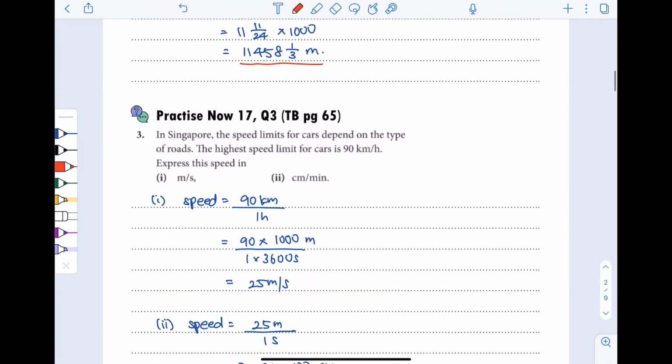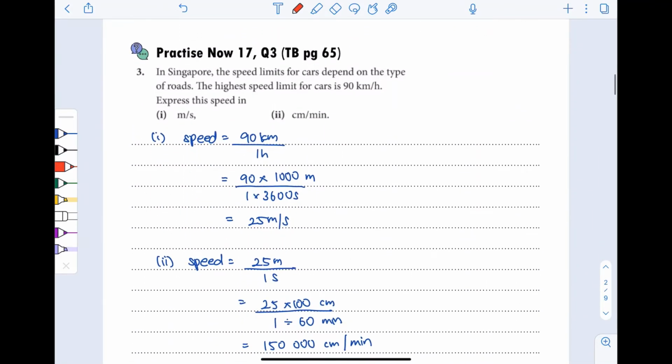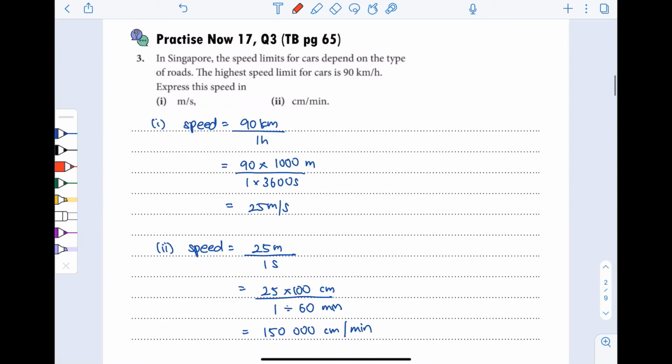We will next move on to question 3 of practice now 17, which you may want to give a try since it is slightly similar to question 1 which we did earlier. In this question, we are given that the speed limit of a car on the road is 90 kilometers per hour. What we want to do first in part 1 is to convert it into meters per second.